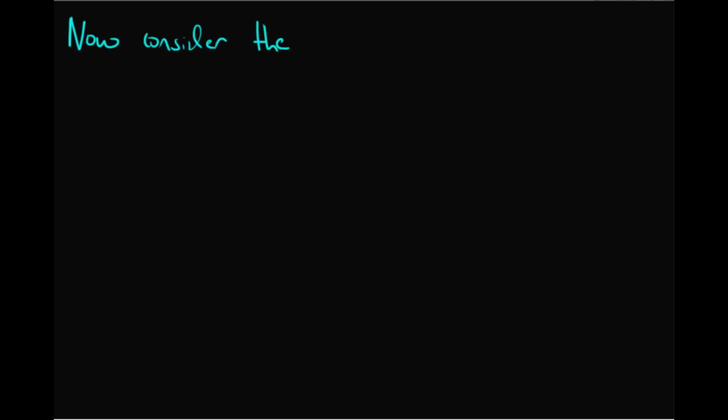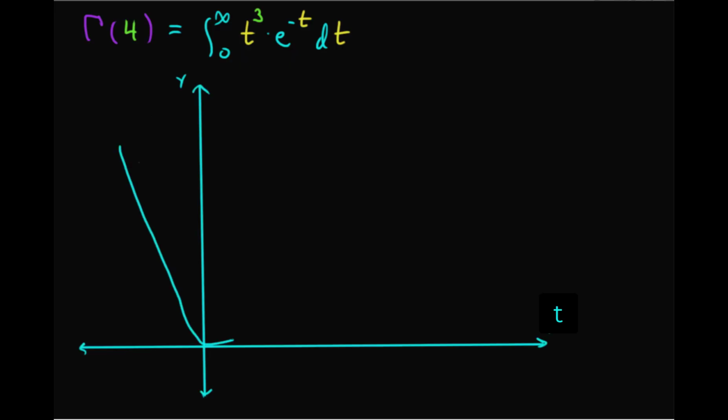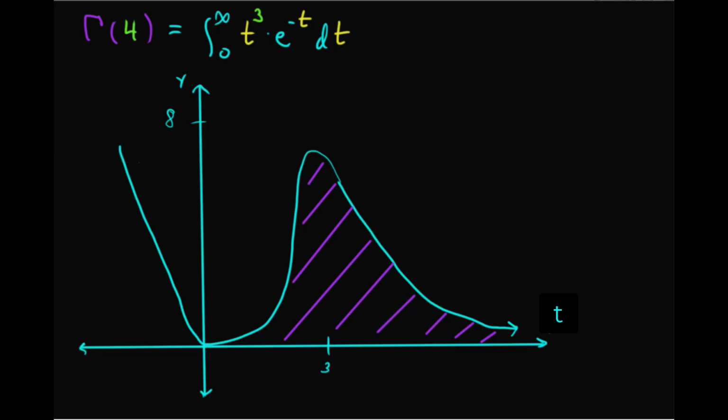So to see that connection, we're now going to consider the gamma function for larger inputs. And really, I'm just trying to give you all a feel for what these graphs look like. So gamma of 4, for example, that's the integral from 0 to infinity of t to the third times e to the negative t dt, and that's what that function looks like. Gamma of 4, of course, is going to be the area under that curve from 0 to infinity. And we know that that area happens to equal 3 factorial, which is 6.